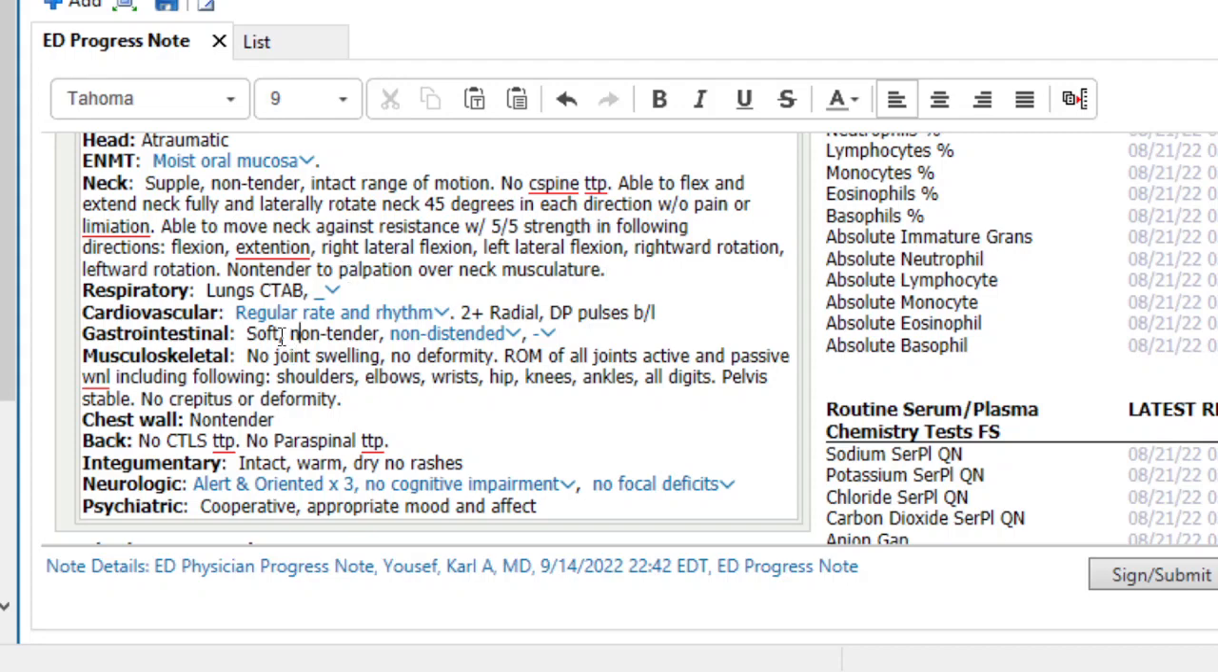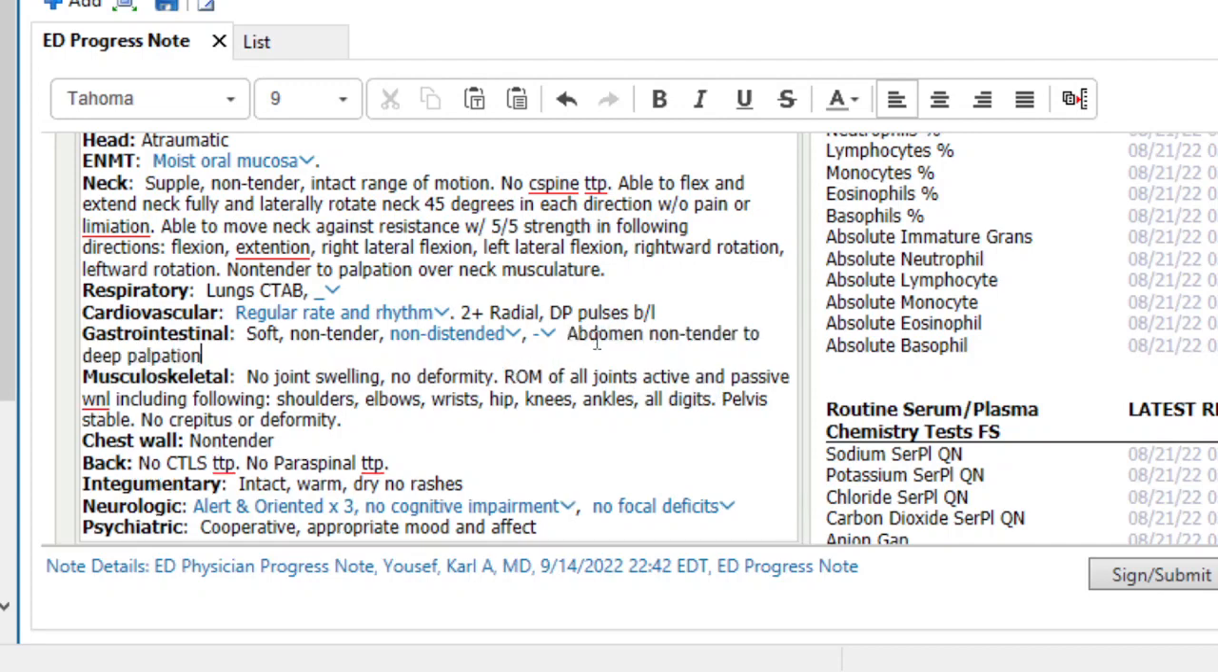Let's say here that the GI, we had soft, non-tender, it's non-distended, and they additionally had, I want to make sure that to deep palpation that we know that there's nothing. So I would type in .abd deep, and it would pull up that it's non-tender to deep palpation. Really shows that I've done my physical exam here.